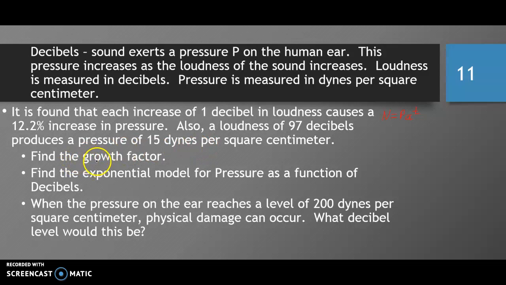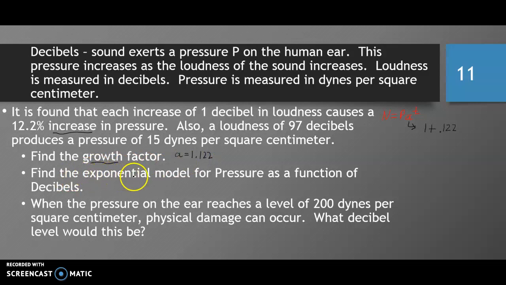First thing it asks me is to find a growth factor. So I see in the problem that this is an increase. That matches up with this idea of growth. We know that the growth or decay factor is this A value. And for a growth factor, I want to take 1 plus the percent as a decimal. So 12.2% would be 0.122. So my growth factor, my A value in the formula, will be 1.122.